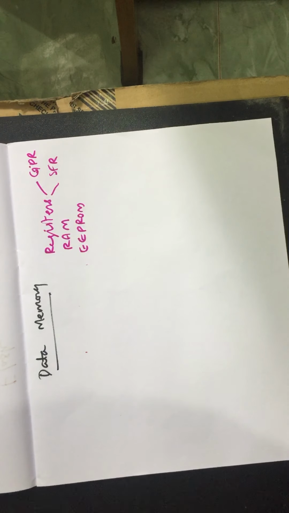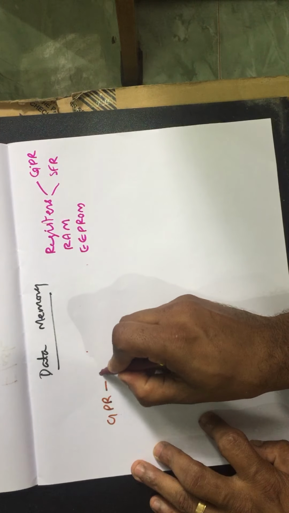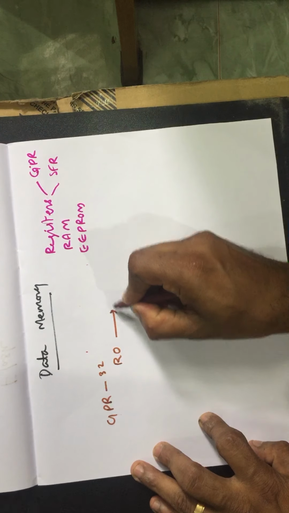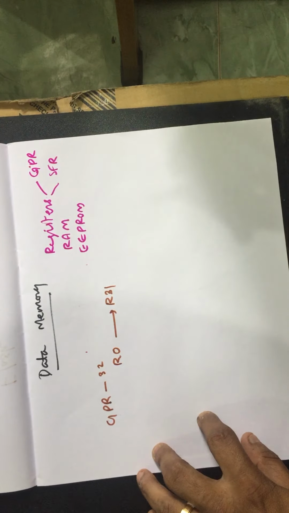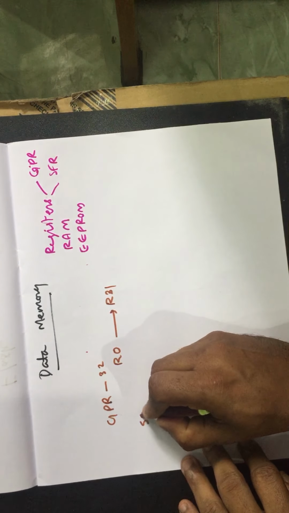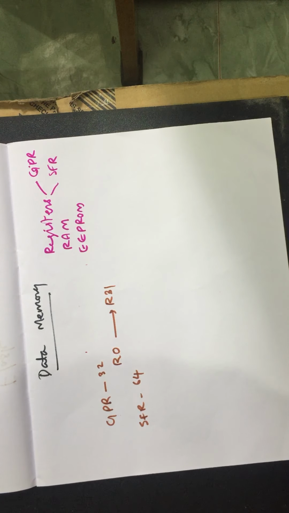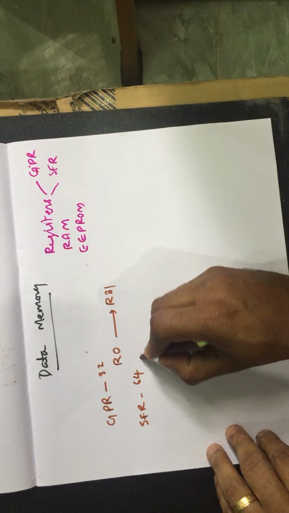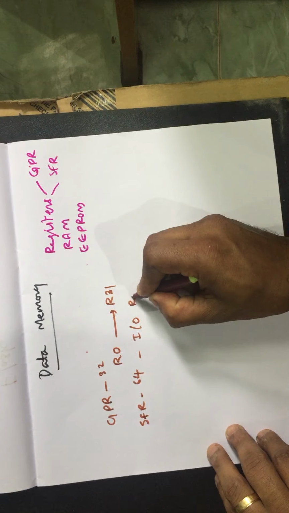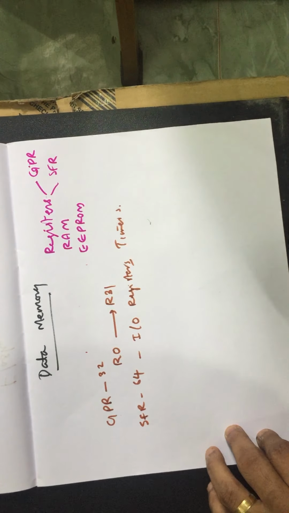Registers can be general purpose or special function registers. General purpose registers, GPR, are 32 in number, from R0 to R31. If you have studied 8051 in the last semester, you know about these things. R0 to R31 are 32 general purpose registers. And special function registers, 64 of them, include IO registers, that is DDRA, DDRB, timer registers, input output memory registers, buffer registers, all those things.